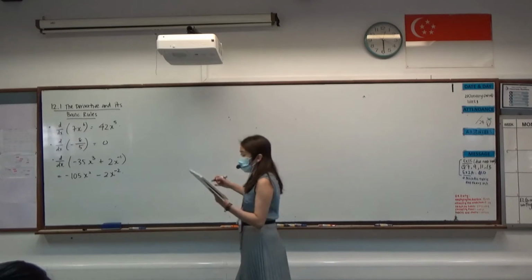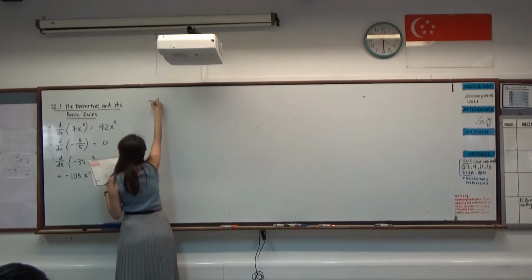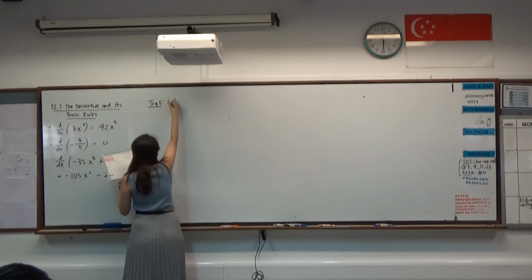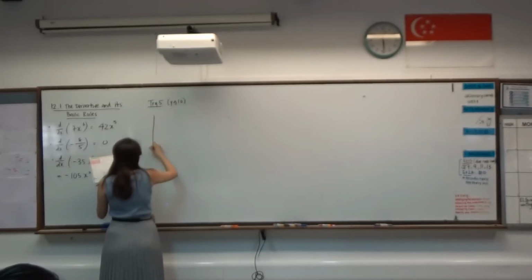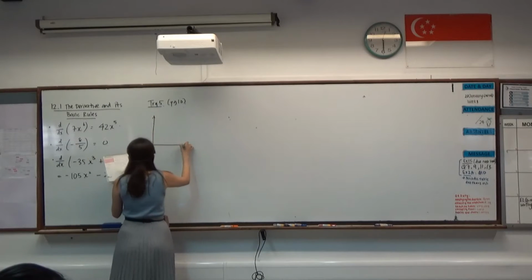Okay, so the last lesson we stopped at try 4 part B, am I right? Okay, so let's look at try 5, where we will be looking at some form of a problem sum.